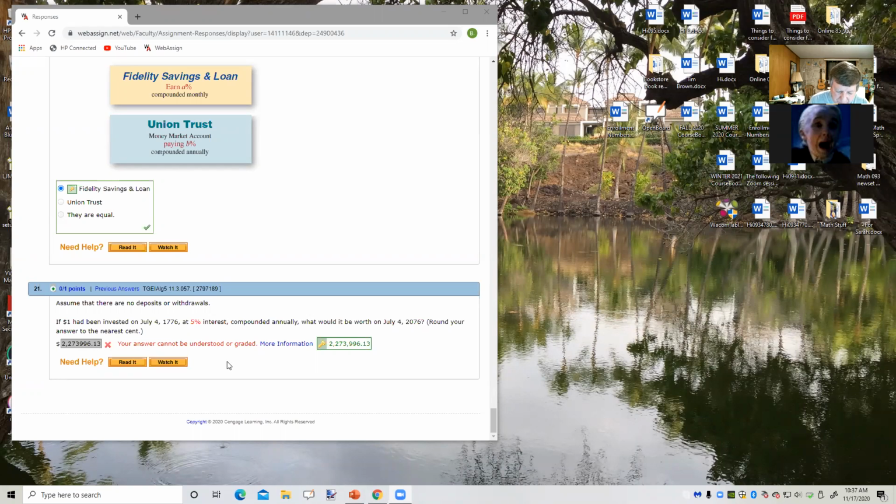So let's see here. We're going to use the formula A equals P times the quantity 1 plus r over k to the kt power. The principal is $1. The interest rate is 5% or 0.05. The number of compoundings is 1 per year, so that would be 1. The time would be 300 years. Okay, so we're going to look at the whiteboard screen.